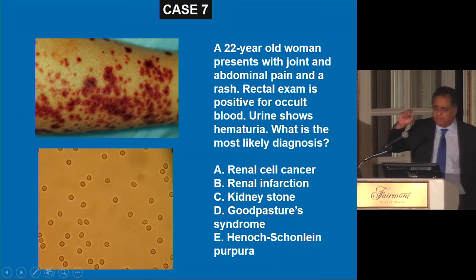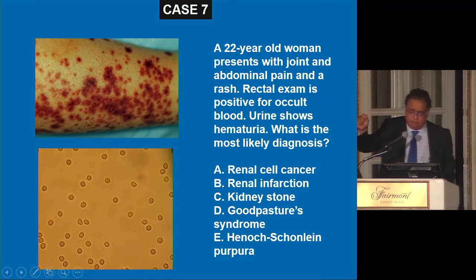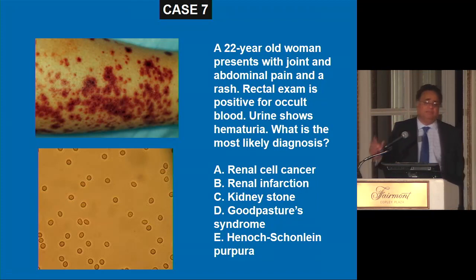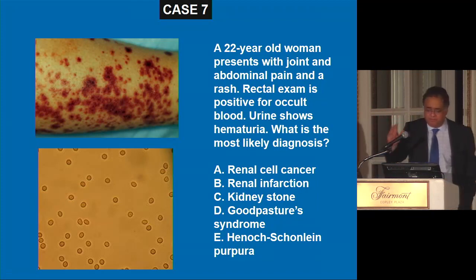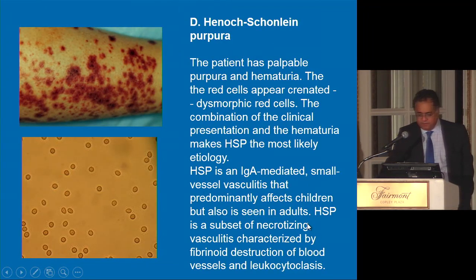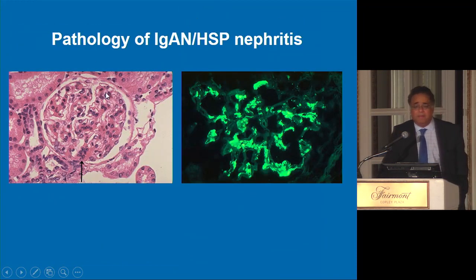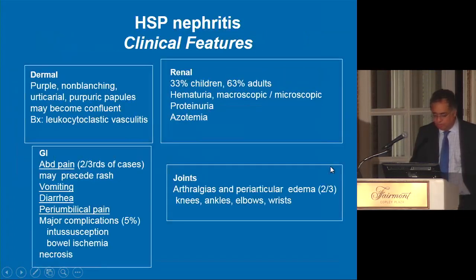When you see syndromes where you've got joint and abdominal pain and a rash and kidney involvement, it's going to be HSP nephritis, 99 times out of 100. This is all about pattern recognition. You don't even need to see whether they're dysmorphic red cells. Just this pattern should make you think about HSP nephritis. And so that's the correct answer. And I'm just going to show you, this is the pathology. This is an IgA pattern. And you see on immunofluorescence IgA on the distribution of the immunoglobulin.